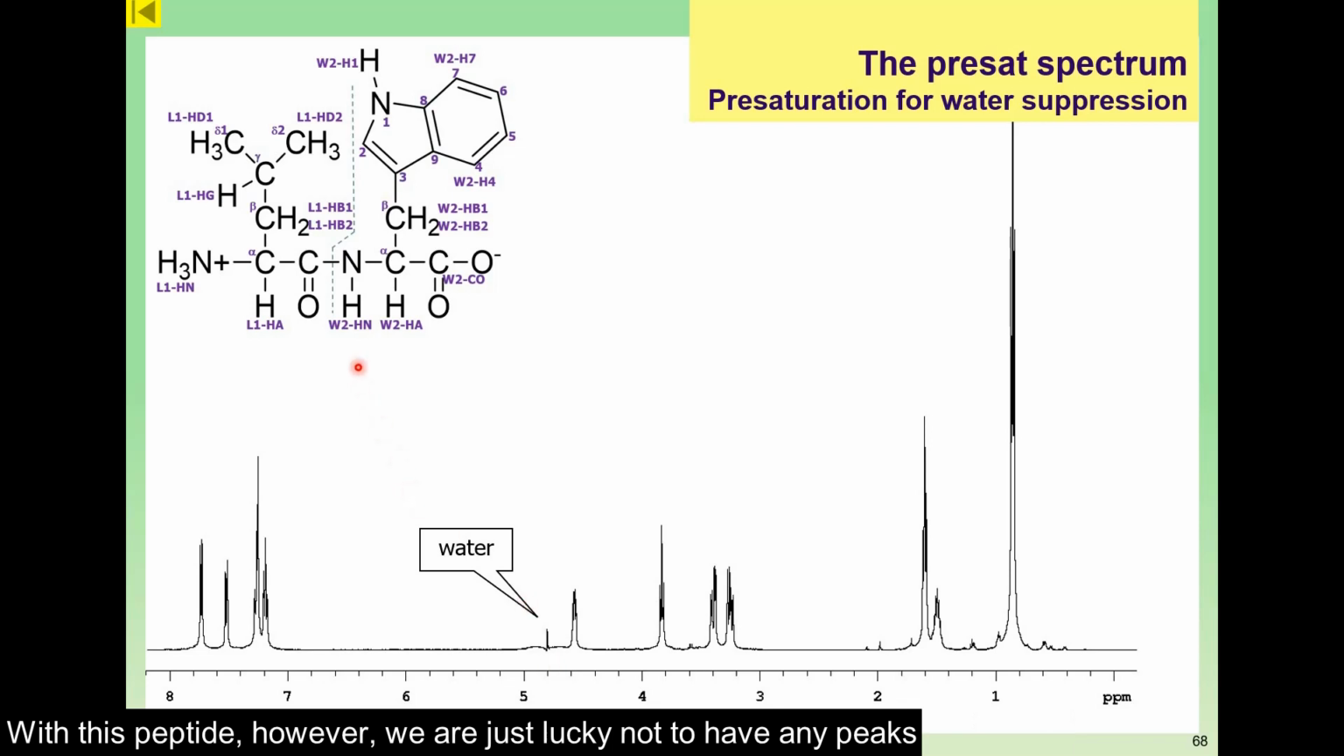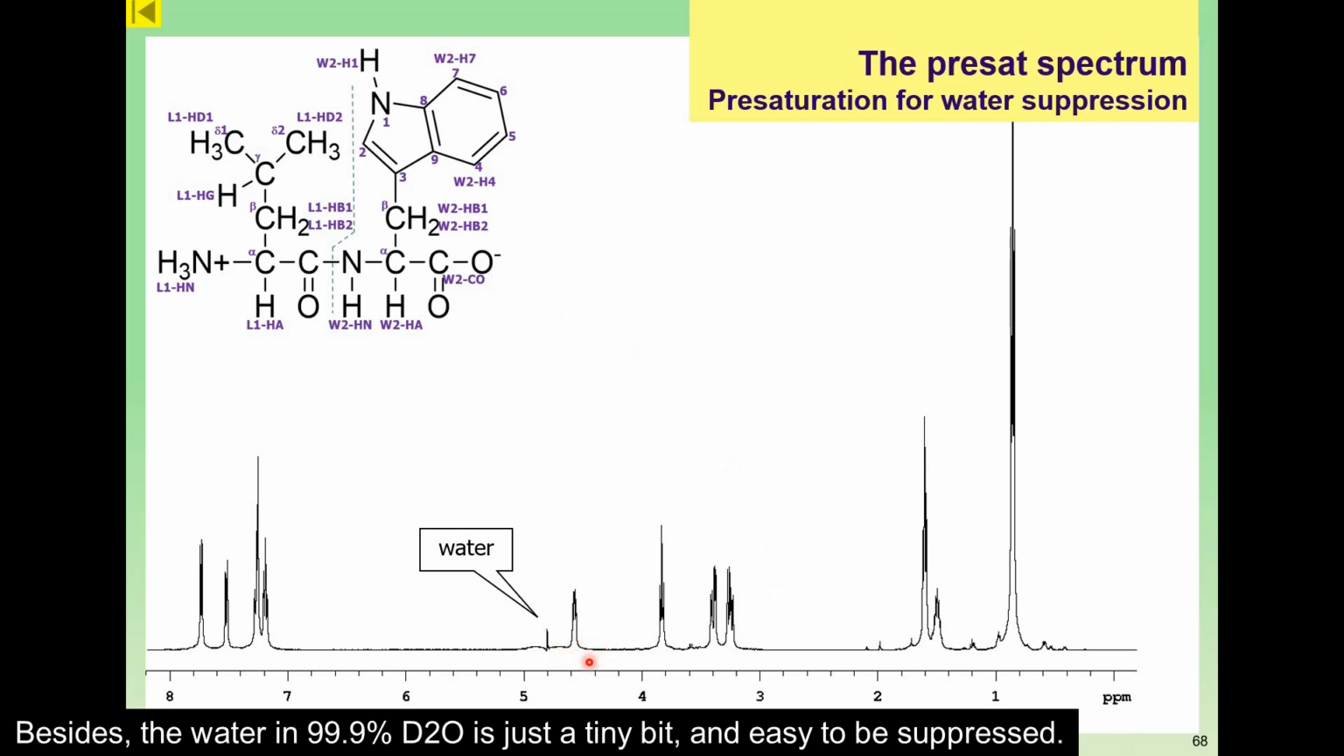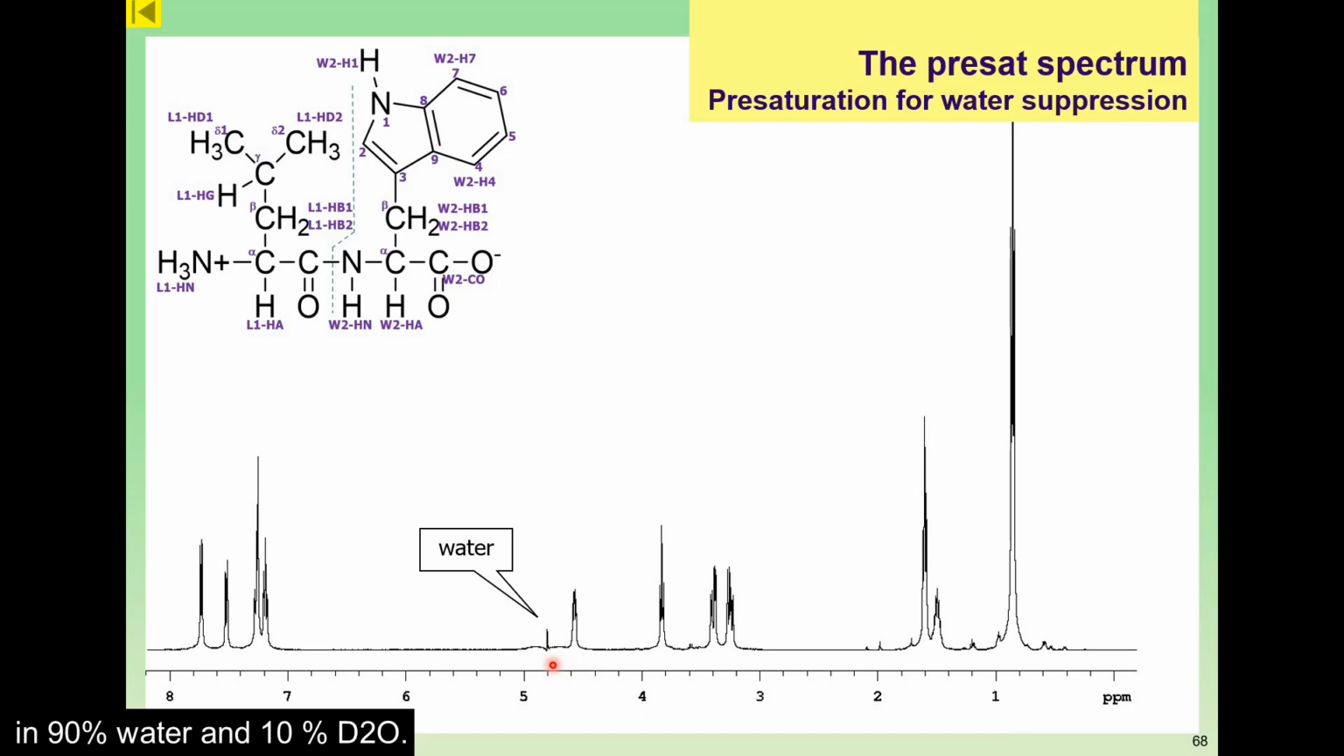With this peptide, however, we are just lucky not to have any peaks near the water's chemical shift, otherwise, they will also be suppressed or affected. Besides, the water in 99.9% D2O is just a tiny bit, and easy to be suppressed. Later in the tutorial, we can show you an example of peptide NMR spectra in 90% water and 10% D2O.